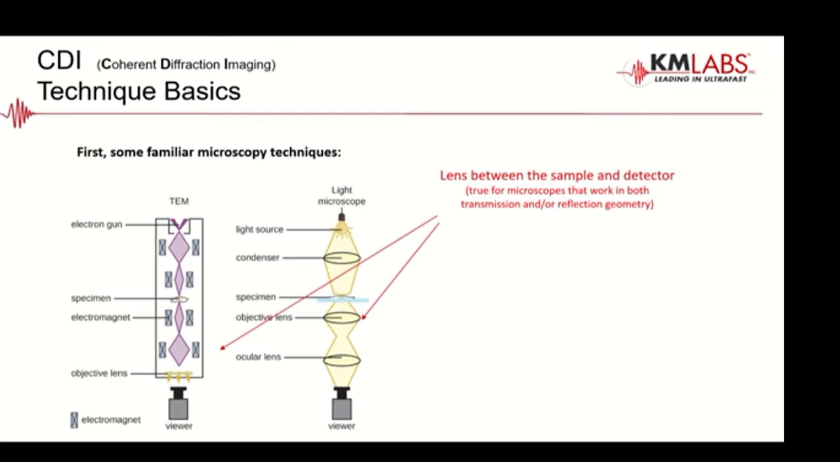And this is typically true for microscopes that work both in transmission or reflection geometry. It's a little bit different for something like an SEM, where you're just scanning a probe across a surface, and your resolution in that case is dictated by the size of that probe or that electron spot. But in general, for many techniques, you need to have some kind of lens or focusing optic in there to ultimately produce the image of your sample or your specimen onto the detector.